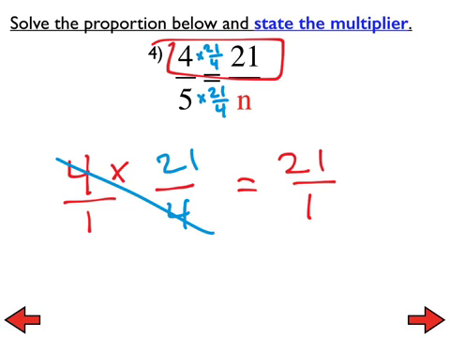Let's say it again. 4 times what equals 21? There's no more 4s in my denominator. It gets cross-canceled out. So I know the 4 has to be on the bottom. And the answer is 21, which doesn't get crossed out, so I'm going to put that one on top. So my multiplier is 21 over 4.